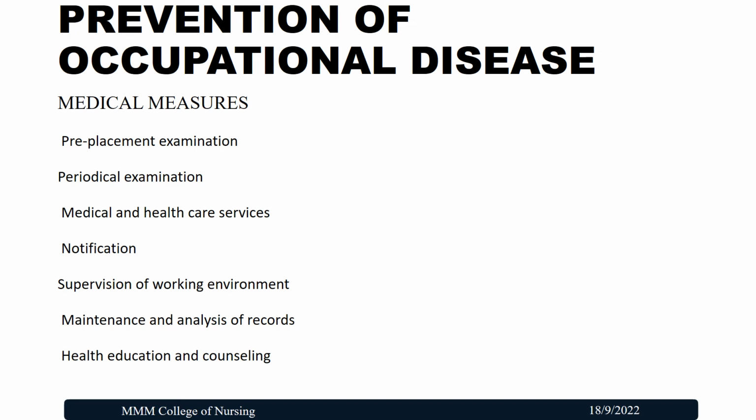And the next one is supervision of working environment. Where the employee is working, everything, starting from the humidity, noise, climate, has to be taken care of. Maintenance and analysis of records: the person's health record has to be maintained. Their health status has to be updated in the record. That has to be maintained properly. Health education and counseling: whatever the employee needs, the particular kind of health education has to be given to the employee.